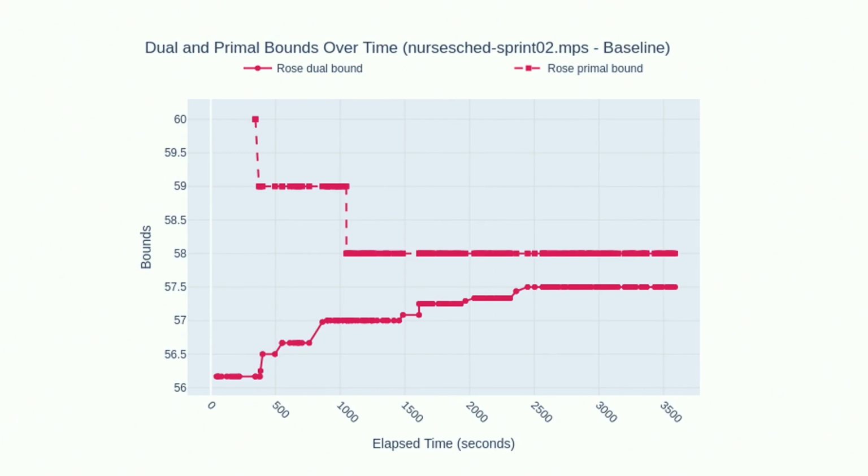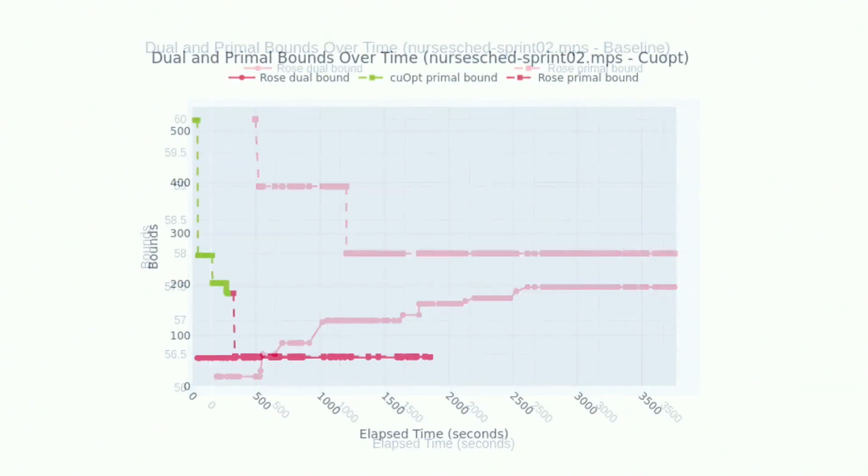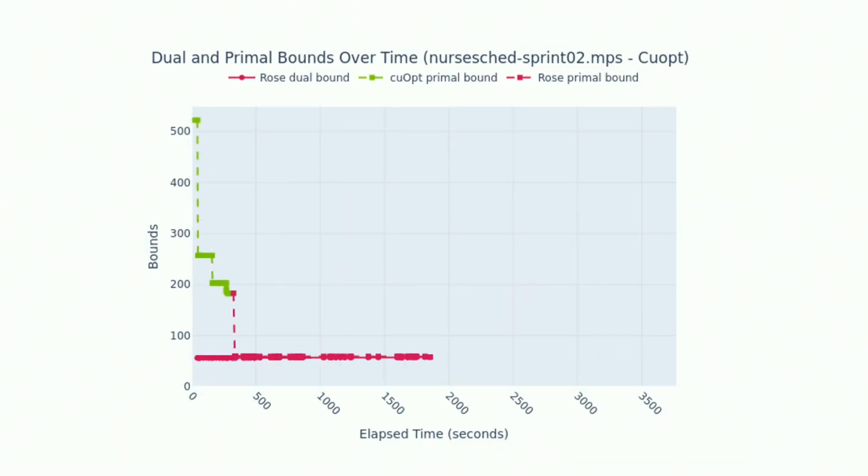In the next case, this is the nurse schedule sprint 02. It's the baseline, so QOpt's not participating. And again, this is a single Grace Hopper system. Recall, we are aimed at a distributed solve, but we're really trying to isolate what we can do with QOpt. Over the course of an hour's solve, we have a small gap, 57.5 to 58. So it's not massive. We have some pretty decent updates, but we didn't quite close that gap. Well, when we ran it with QOpt, it gave us some really early solutions. ROSE is able to take those solutions, make certain decisions about the tree, and close the gap much quicker and solve it in half the time.